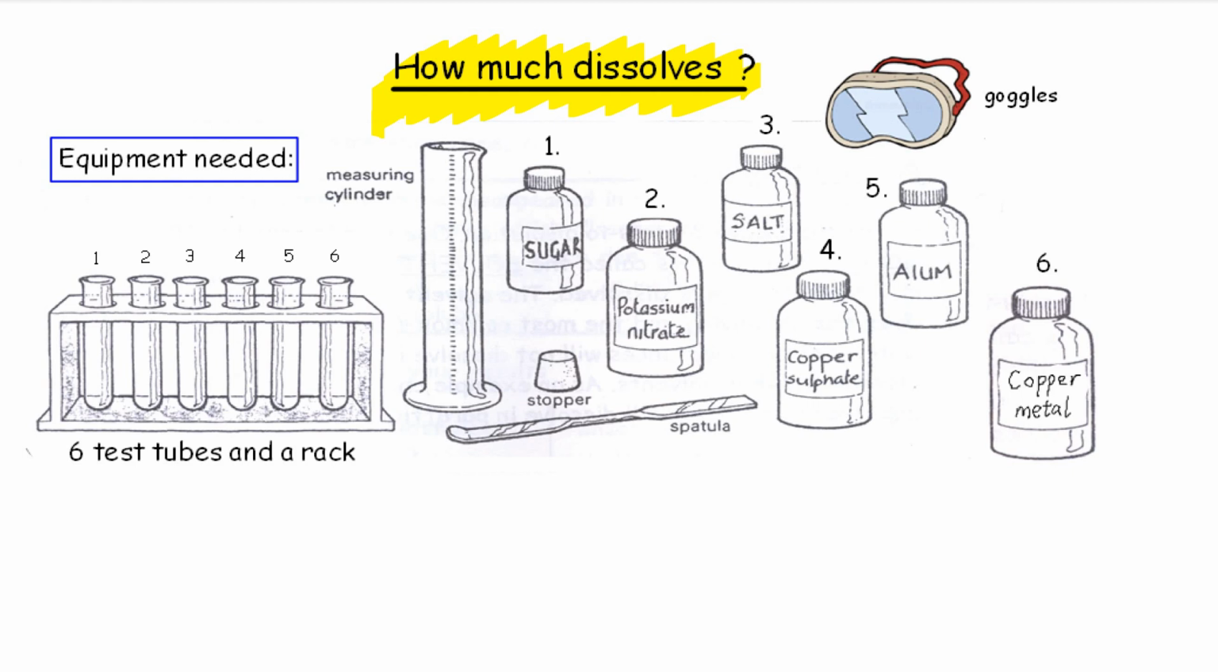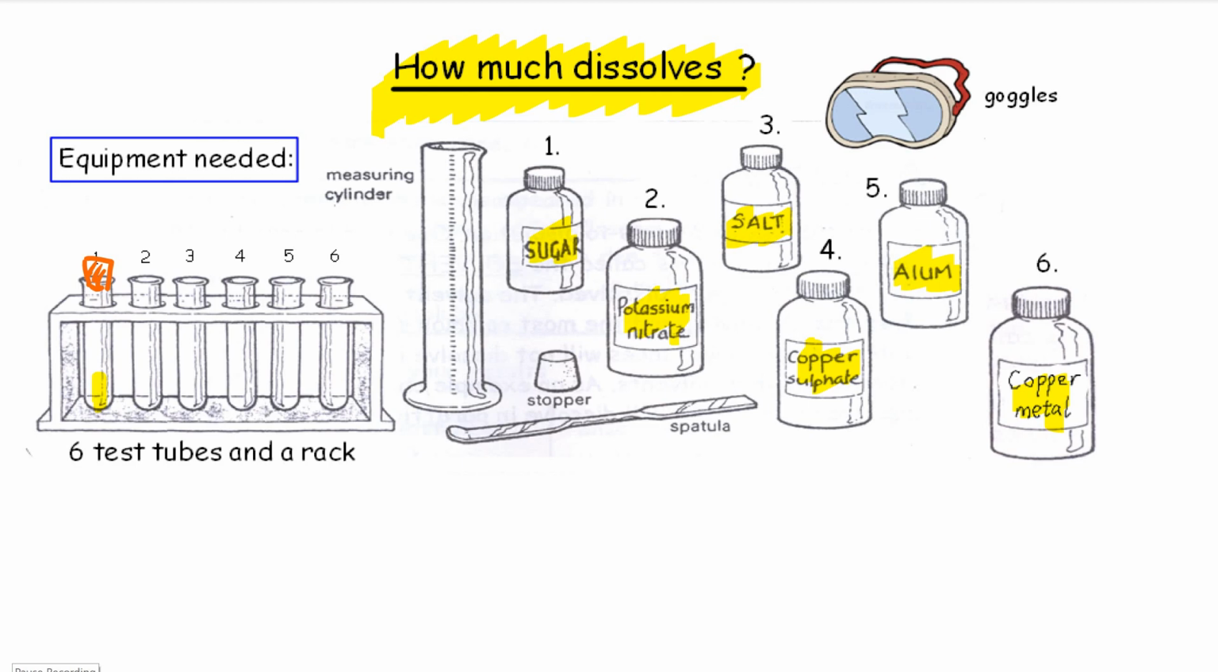This is lesson 2. Last lesson we had a look at an experiment. We took a number of different substances: sugar, potassium nitrate, salt, copper sulfate, alum and copper metal. We added, for example, some sugar to a test tube filled with 10 centimeters cubed of water. We put a bung in the top of the test tube and shook it for 1 minute. If all the sugar dissolved, we repeated the experiment again.